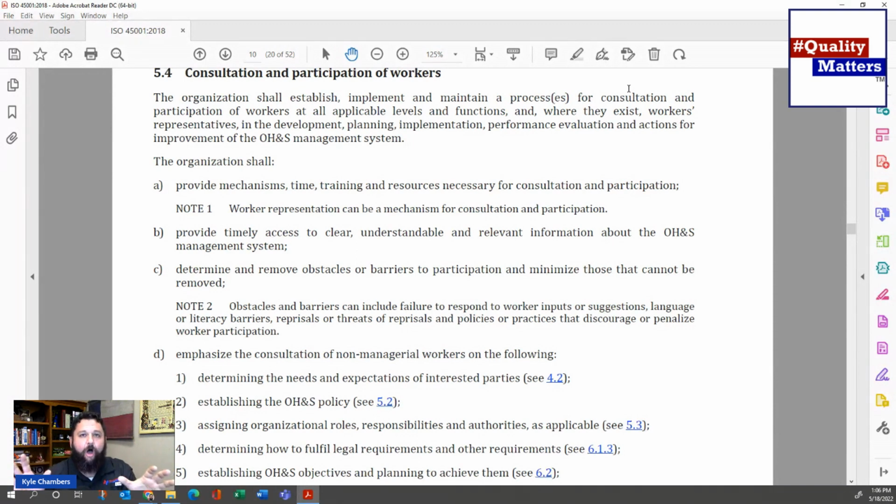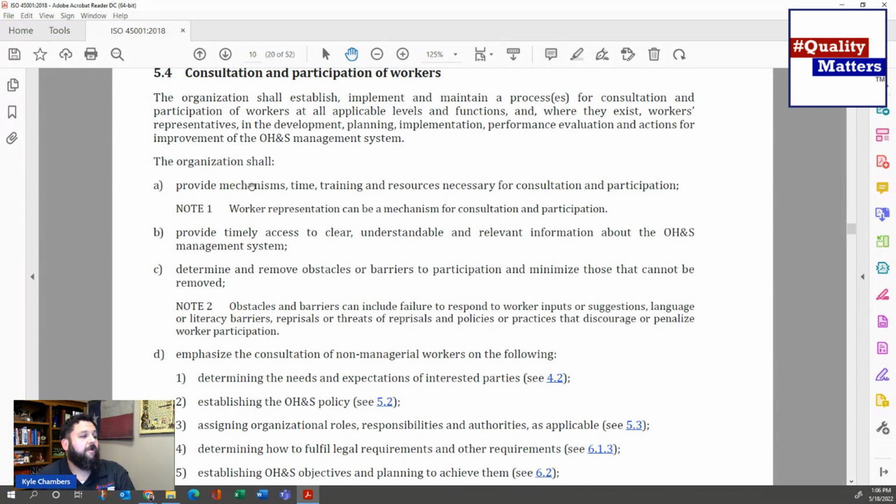I think we can all agree that it's fairly easy to just rinse folks with a fire hose of safety rules and requirements. But how do you get that legitimate feedback back? It's a tough one. We'll talk about it. But we need to make sure that we are consulting and participating with workers at all applicable levels and functions where they exist, from the workers' representatives, development planning, pretty much across the whole gamut of the business.